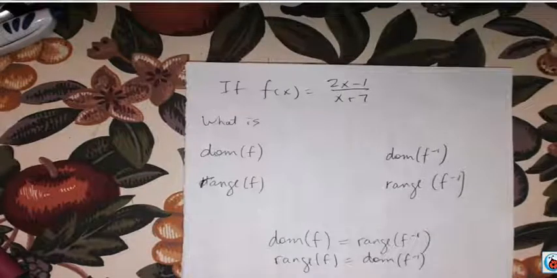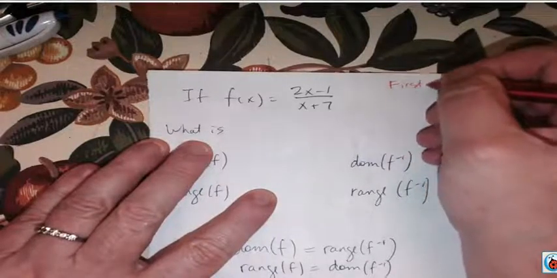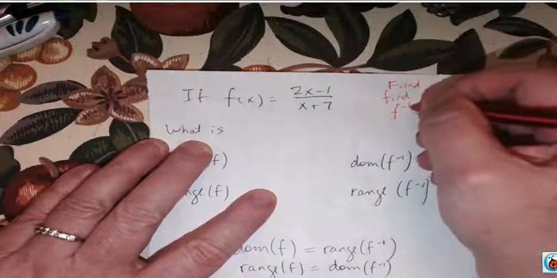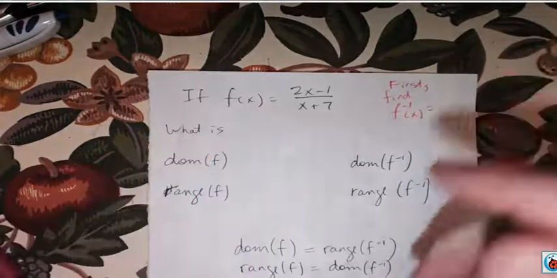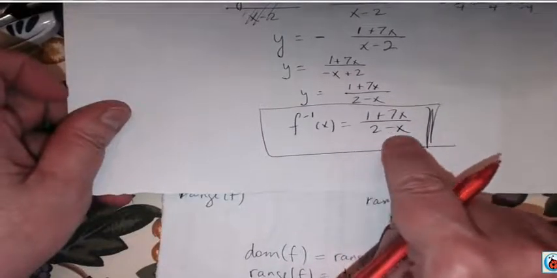Well, first thing you have to do is to find the formula for f inverse. And we just did that in this example. So 1 plus 7x all over 2 minus x.